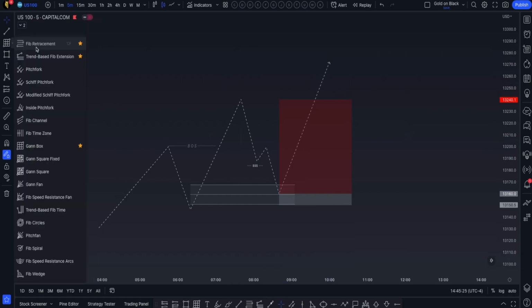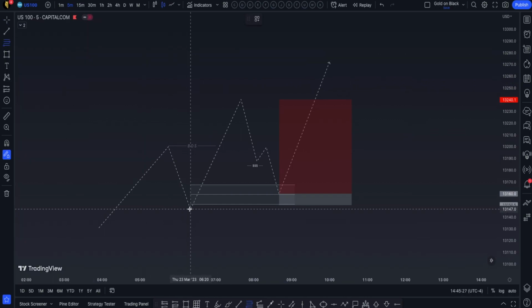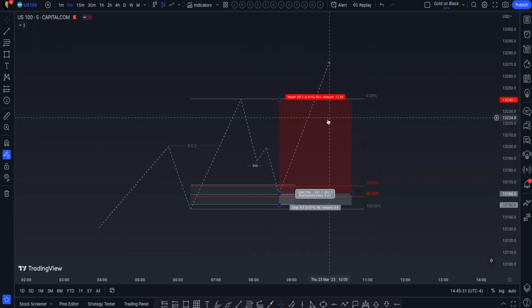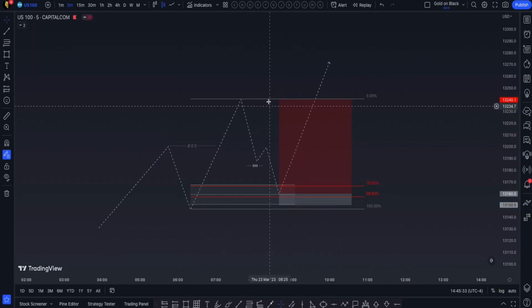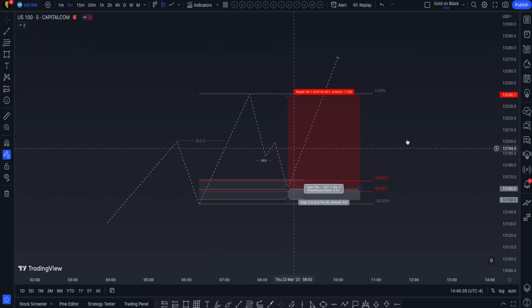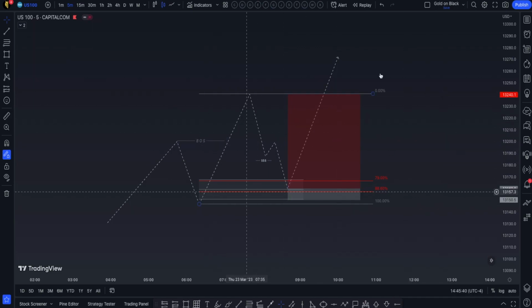You can use your Fibonacci. You're looking for confluences to go in your direction. The more confluences you have, the better potential setup you're going to have. And this is how you're trading, basically right here. This is the actual concept: the smart money concept and trading order blocks.